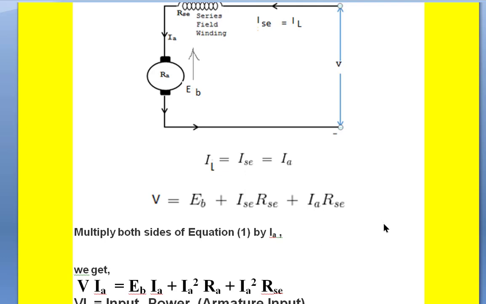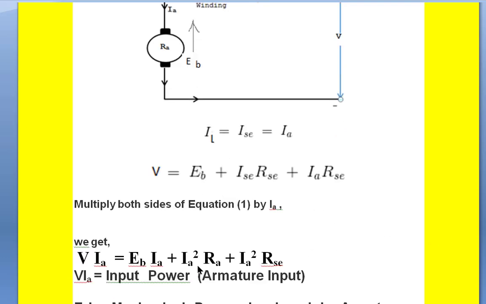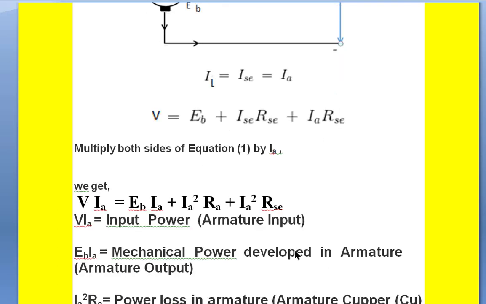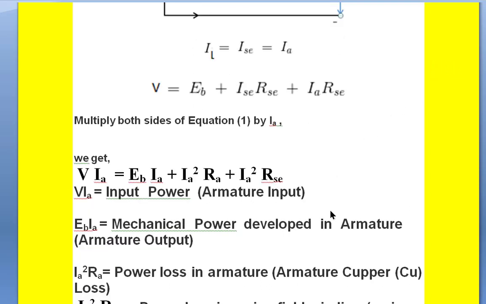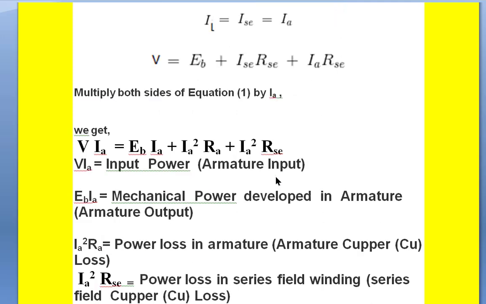Multiplying on both sides by Ia, we get the equation V into Ia is equal to EB Ia plus Ia square RA plus Ia square RSE. From this, it can be observed that EB Ia is nothing but the mechanical power developed in the armature, which is the output of the motor, whereas Ia square RA is the armature copper loss, and Ia square RSE is the copper loss in the series field winding of the series motor.